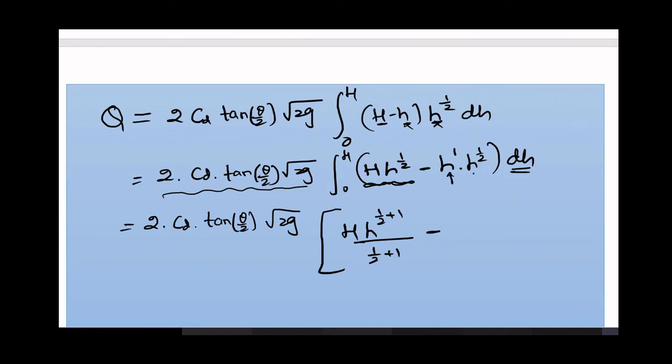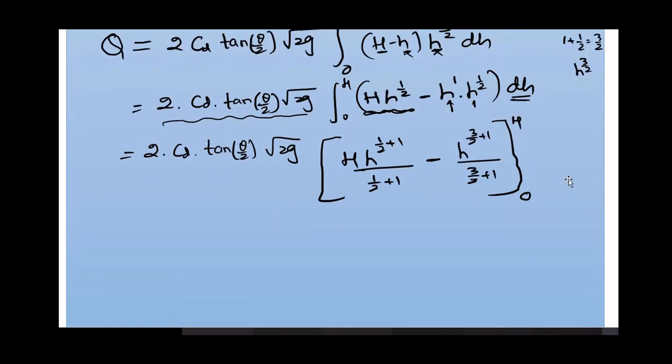Here the bases are the same, so we can add the powers. So 1 plus 1 by 2 will be 3 by 2. So the integration of h to the power of 3 by 2 is h to the power of 3 by 2 plus 1 divided by 3 by 2 plus 1, between the limits 0 to h. Now we need to simplify. Again you substitute the upper limit and the lower limit, and this is equal to 0. Don't consider it as O.